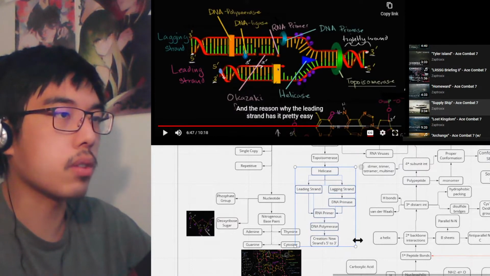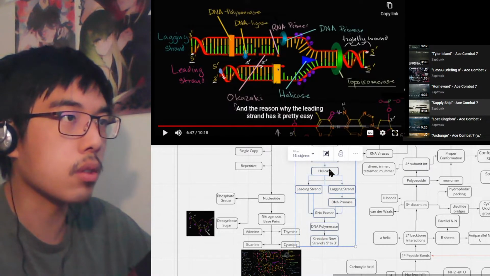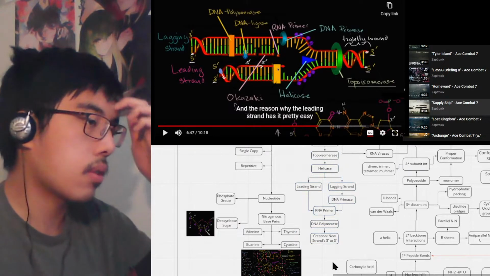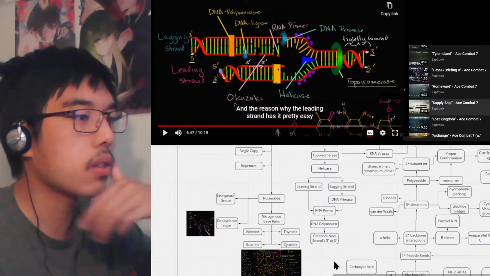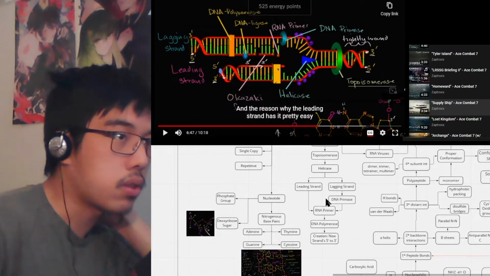I need way more space here. This is not that easy of a topic to just compress. Okay. And then that'll cover the leading strands situation.